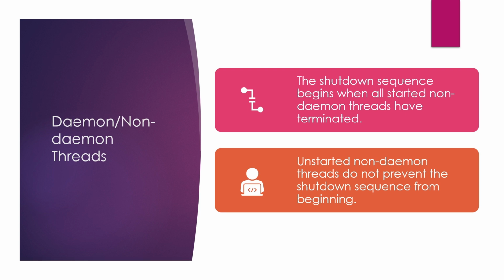But as soon as all the user threads have finished execution, it will not wait for daemon threads because these are background tasks or low priority threads. So when there is no user thread remaining, the JVM will start the shutdown sequence and the program will terminate. And that's what we saw in the demo. So the shutdown sequence begins when all started non-daemon threads have terminated. All in all, daemon threads will never prevent the shutdown process of the JVM. It's always the user threads.